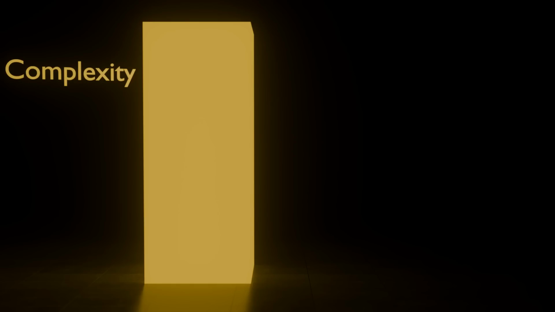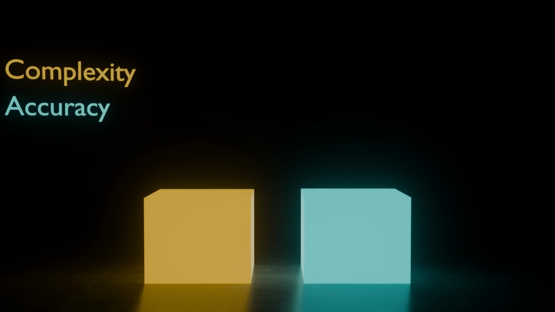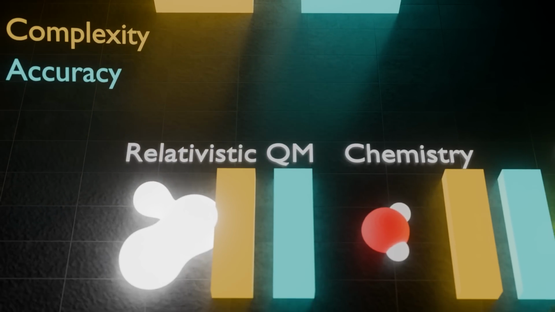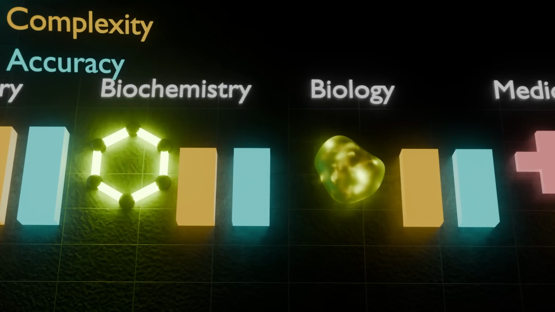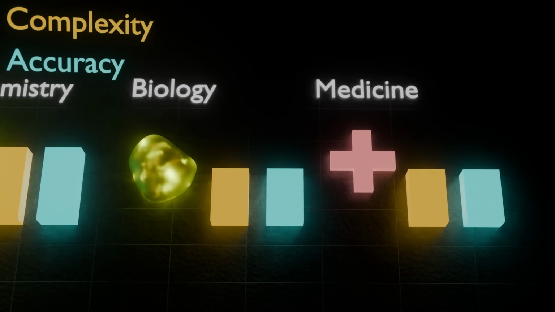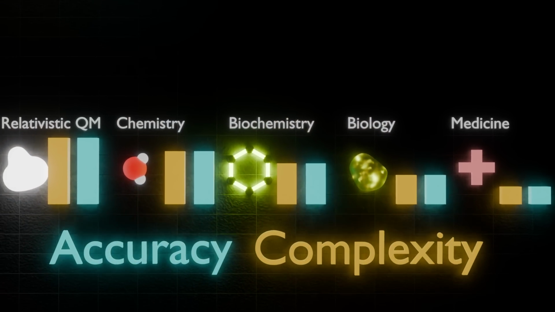I always like to visualize it like this. You have a problem with a high level of complexity. If you abstract it, you reduce the complexity and the accuracy. So relativistic quantum mechanics can be abstracted into chemistry, chemistry into biochemistry, which can be further abstracted into biology, medicine, and so on. The general rule being that you can abstract things in different ways.